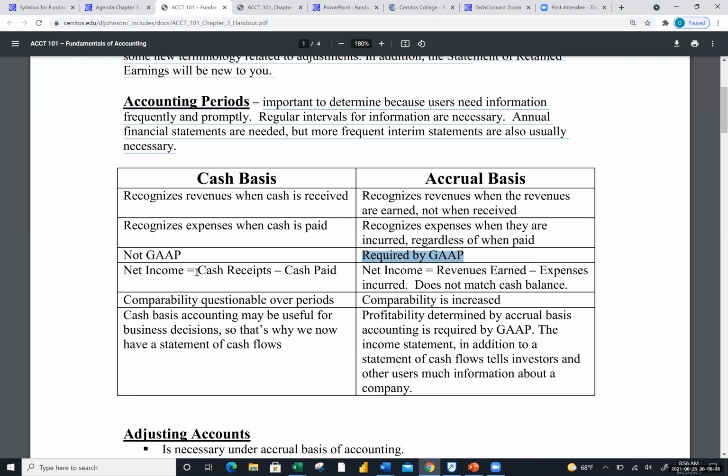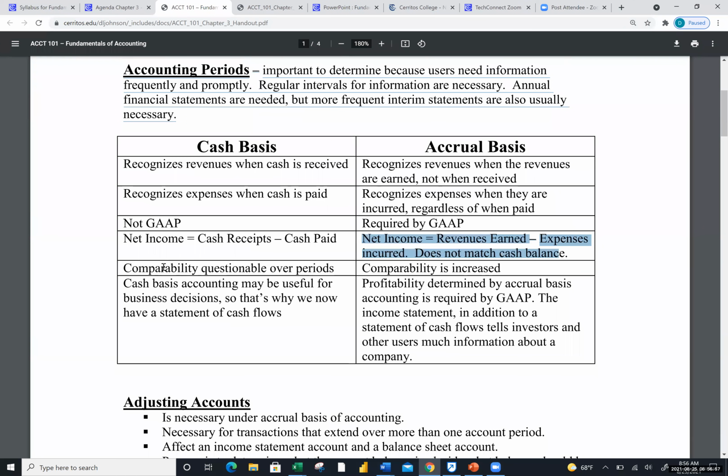Net income for a cash basis person would just look at your cash account, and your cash received would be income, and your cash paid would be expenses, and your net income is equal to the cash. But for GAAP requirements, we know that revenues are recorded when earned and expenses are recorded when incurred, and that profit has nothing to do with how much is in your cash account. It's the difference between those two components.